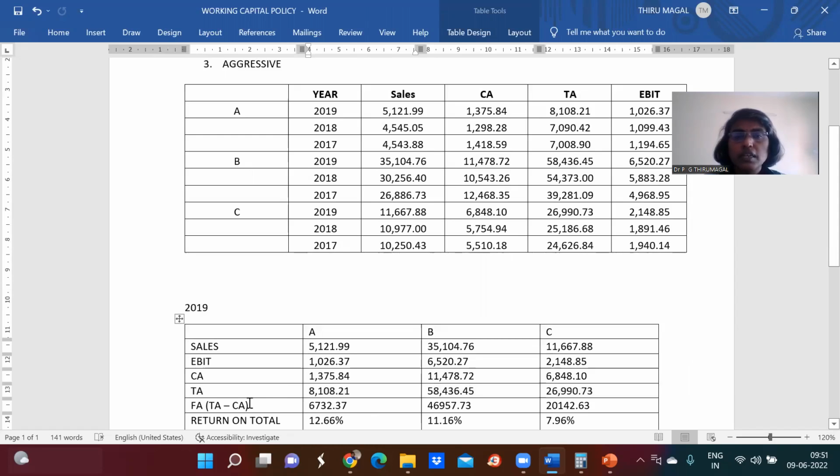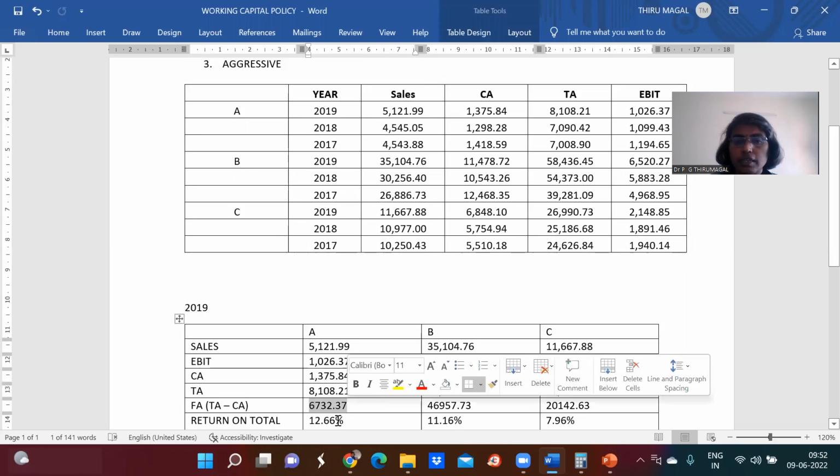Now we require fixed assets data. As far as the balance sheet is concerned, the asset side comprises current assets and fixed assets. When you add current assets and fixed assets, you get the total assets. So now here total assets and current assets are given. We require fixed assets. How to calculate? Total assets minus current assets. So for each total asset, subtract the current asset value. That is 8108.21 minus 1375.84, and you will get this fixed asset.